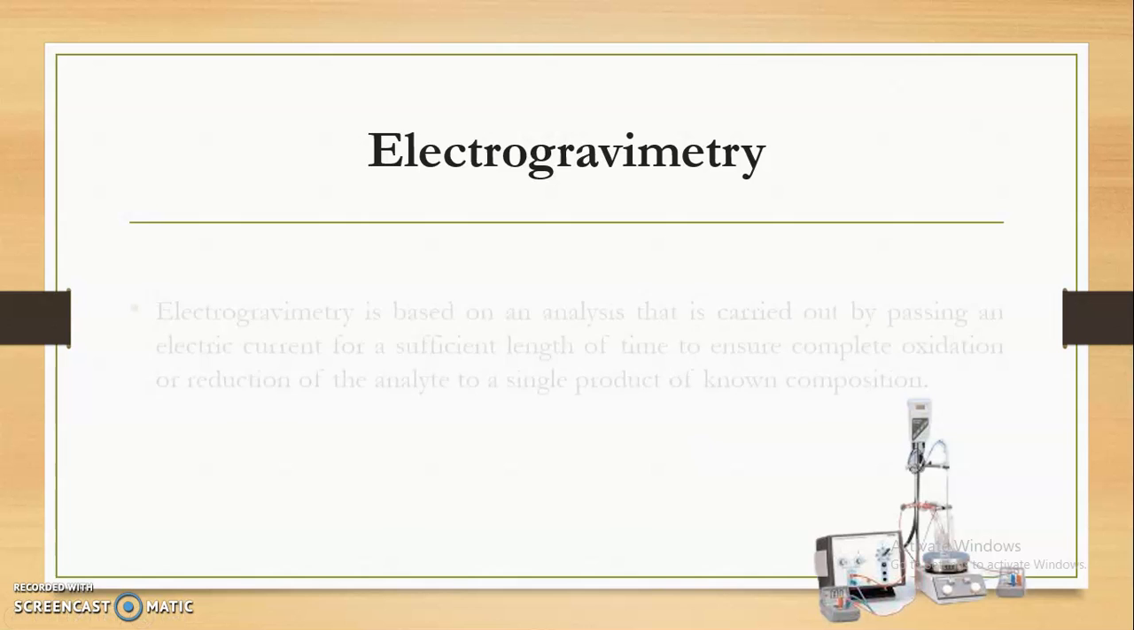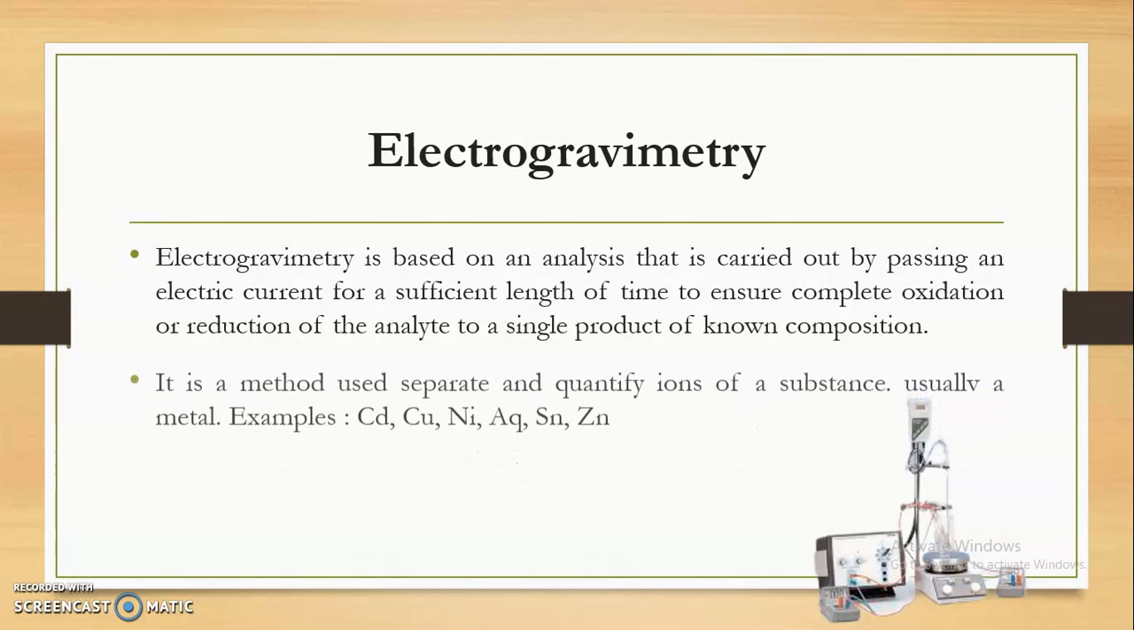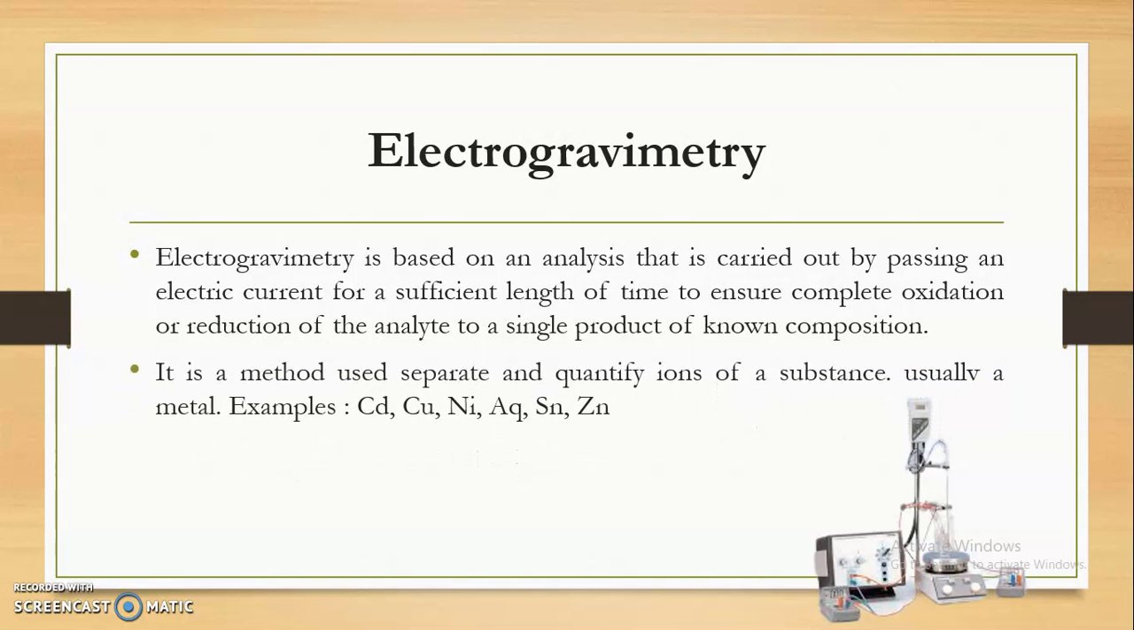Then electrogravimetry. Electrogravimetry is based on an analysis carried out by passing an electric current for a sufficient length of time to ensure complete oxidation or reduction of the analyte to give a single product of known composition. So this is the electrogravimetry technique. These are the various electrochemical techniques. This method is used to separate and quantify ions or substances, usually metals like nickel, calcium, zinc, cadmium, etc.